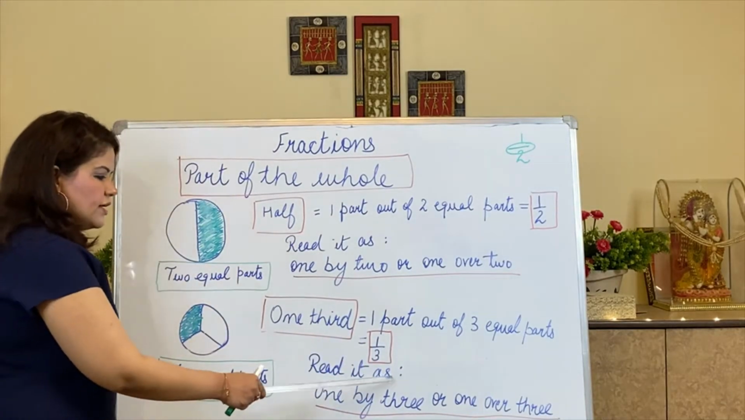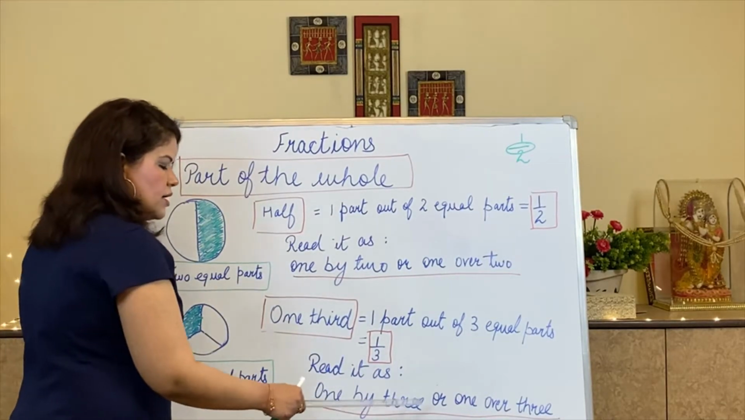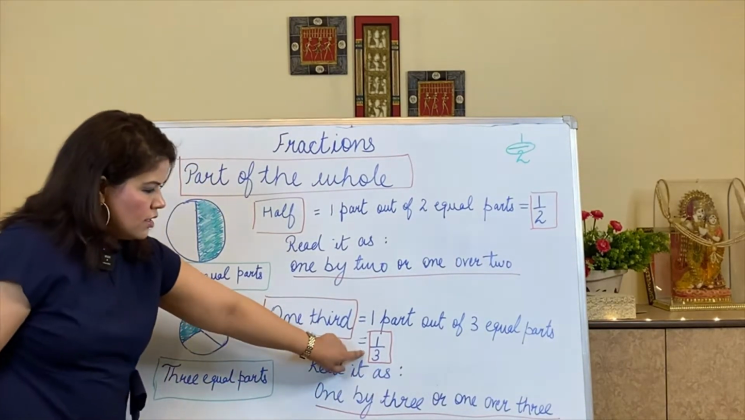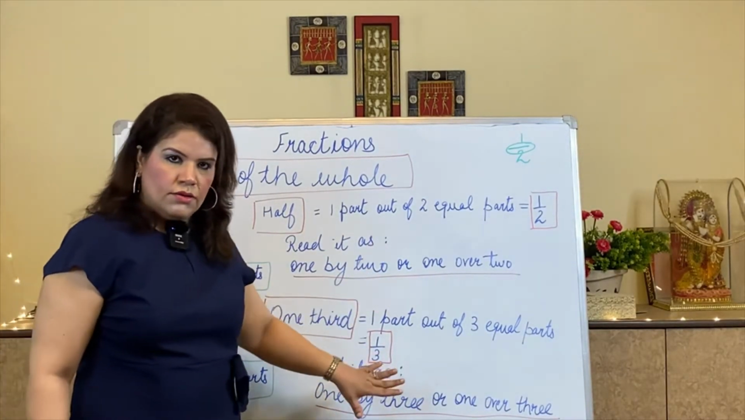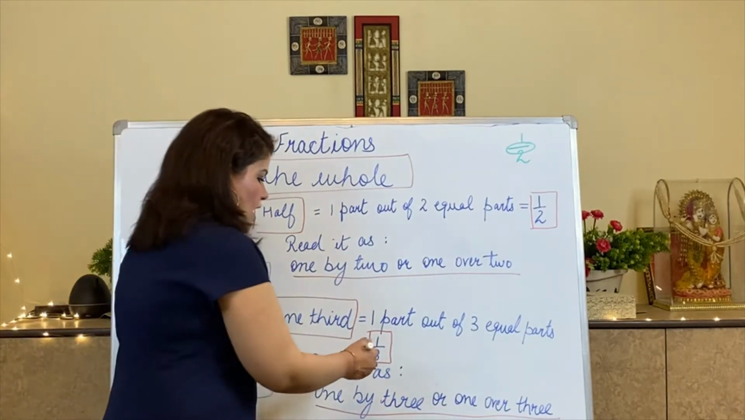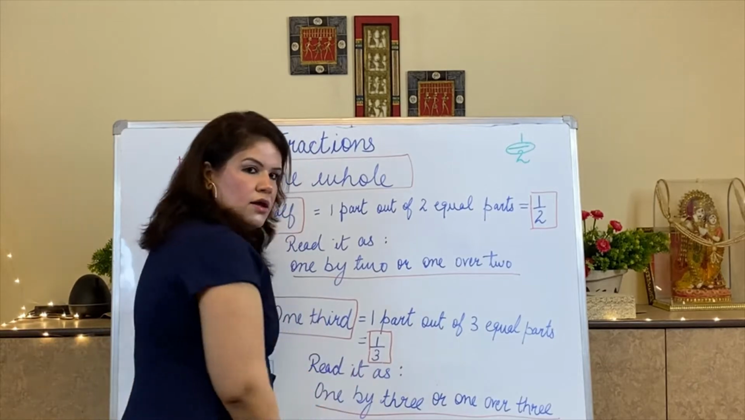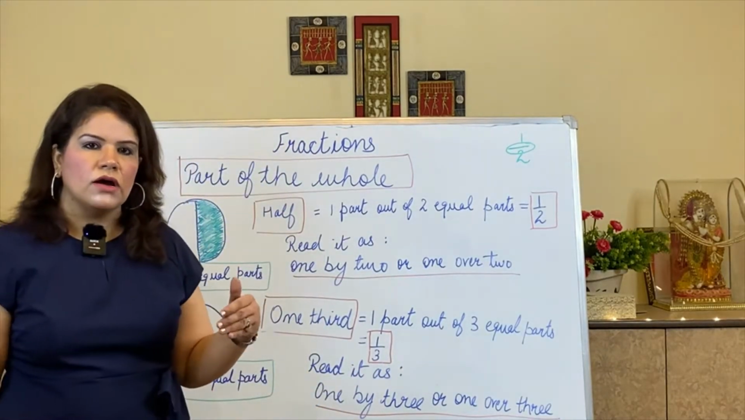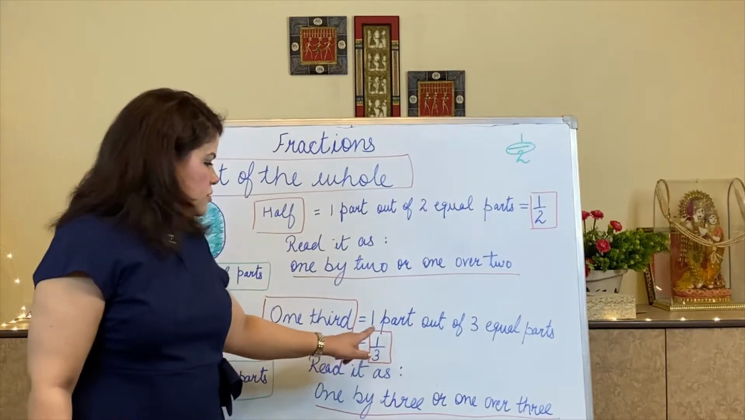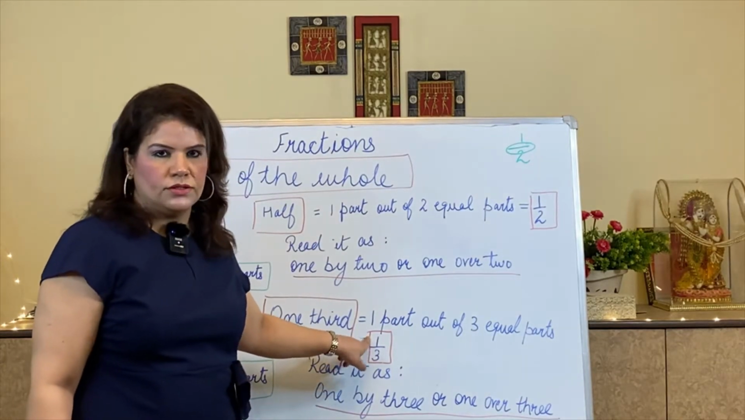And we are going to read it as 1 by 3 or 1 over 3. That means we have 1 over 3. The total number of parts is 3, but I am taking one part out of those three parts, and this is one shaded part.